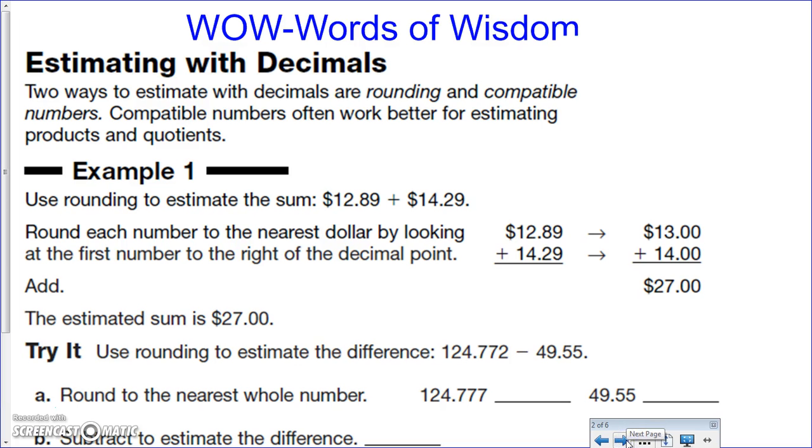Estimating with decimals. Two ways to estimate with decimals are rounding and compatible numbers. Compatible numbers often work better for estimating with products and quotients. Example 1. Use rounding to estimate the sum.